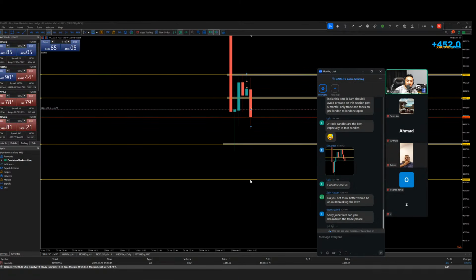I was trying to recover my loss, that's why I held on with my trade. So still, risk management is the key. Risk management is the key as usual. Every time risk management secures us, secures me especially. Do you think it would be better on the 30-minute breaking the low?